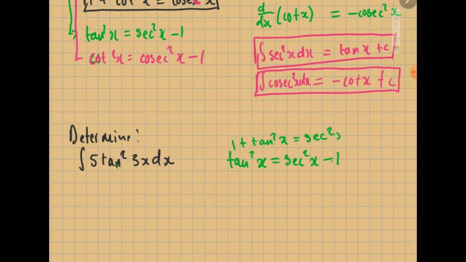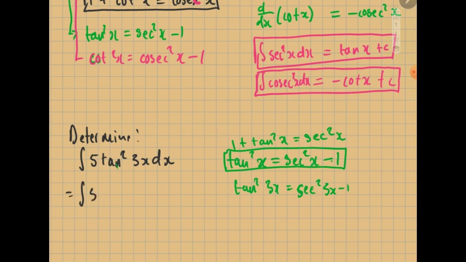Tan is related to sec, and then cot is related to cosec. All right, so now what does it mean? Tan squared x will be equal to sec squared x minus 1. If it's tan squared 3x, then it's equal to sec squared 3x minus 1. So this would therefore be equal to the integral of 5 multiplying sec squared 3x minus 1, and this is all with respect to x.